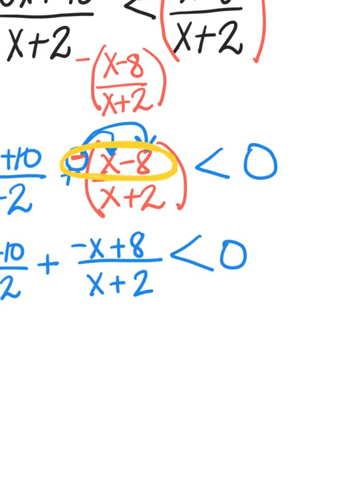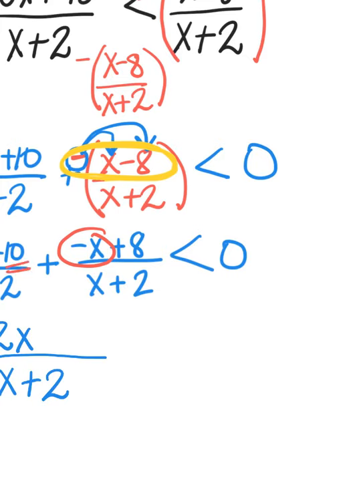So you can always add fractions when you have a common denominator. The rule says that when you have a common denominator, you keep the denominator the same, x plus 2, and you add the numerators. So I'm going to add a 3x and a minus x together, and that's going to give me 2x because those are like terms. And then I'm going to add the 10 and the 8 to get 18. And now I have one fraction that's less than 0.